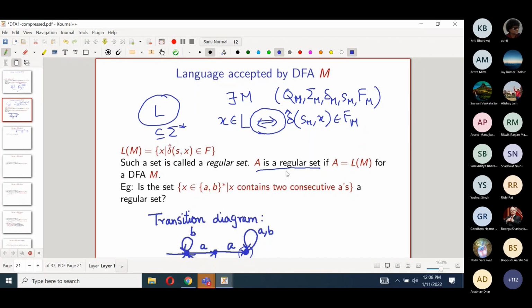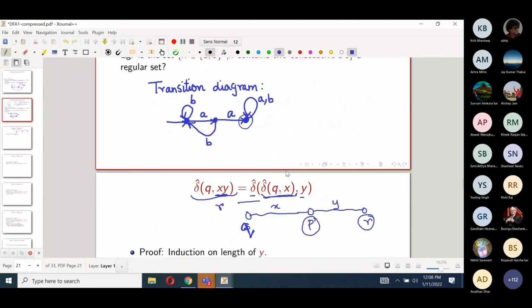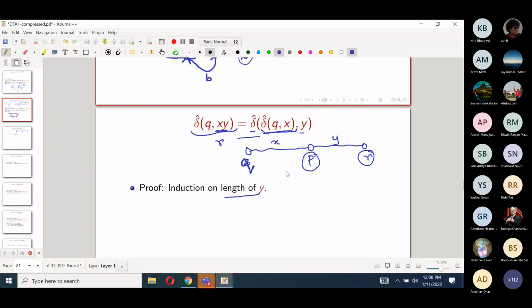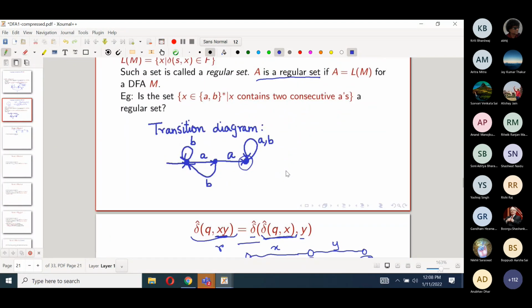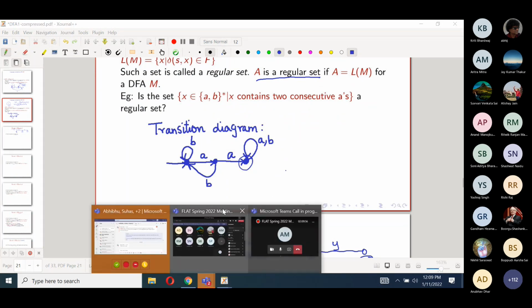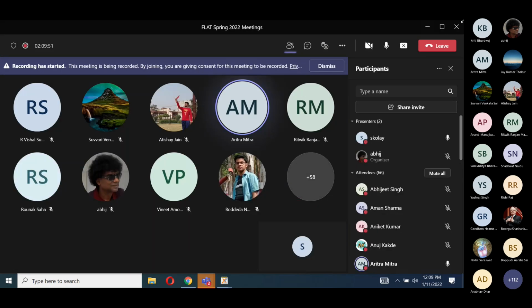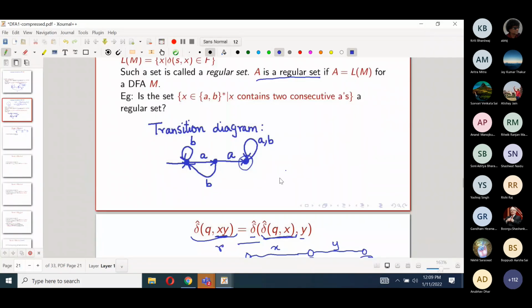Ma'am, for the exactly 2 consecutive ones, I did formulate something. I don't know if it is true or not. Can I say? Okay, do you have a class after this? Otherwise, I don't have a problem. I have one. Then why don't you post it on Teams? Okay, I'll post it there. Or we can take it up on Thursday. Okay, that will be better.